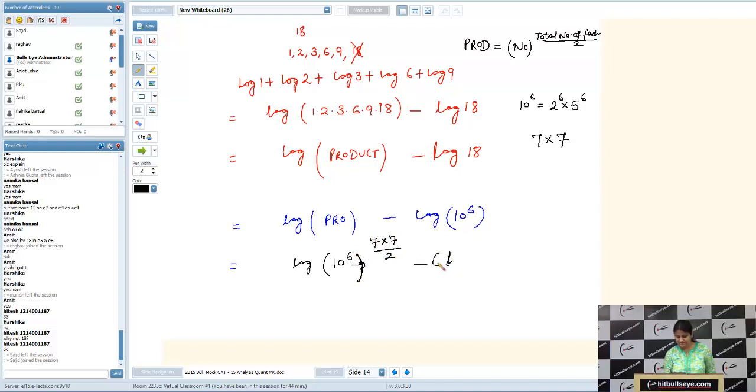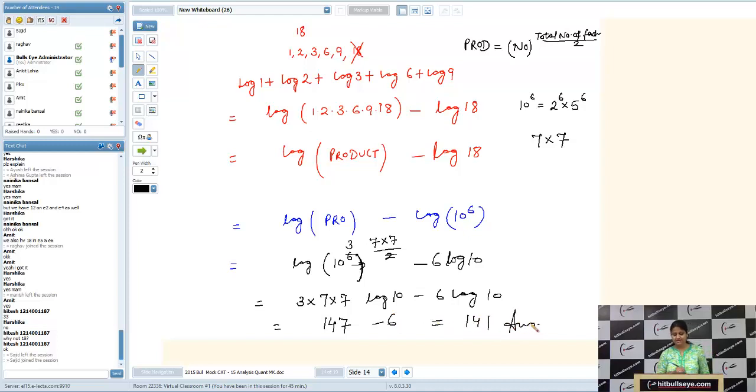Now this can be written as 6 log 10. I'm using the logs property here. So it will become 3 into 7 into 7 log 10 minus 6 log 10, which comes out to be 147 minus 6, which comes out to be 141, and this is the answer.